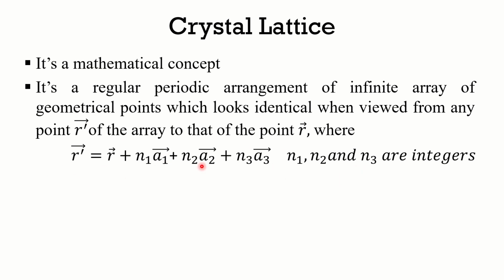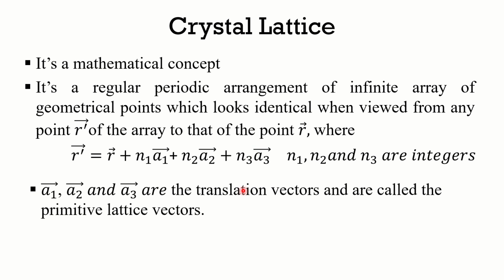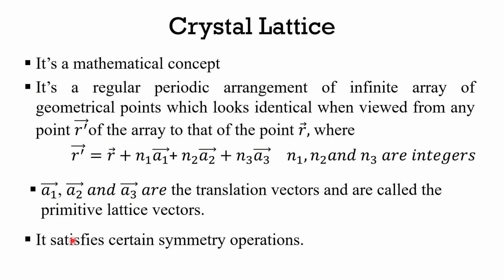N1, N2, N3 are integers. I'll come to this. And a1, a2, a3 are called translation vectors, or primitive translation vectors, also called primitive lattice vectors. I'll come to this. Now, this crystal lattice, or simple lattice, satisfies certain symmetry operations which are beyond this discussion.